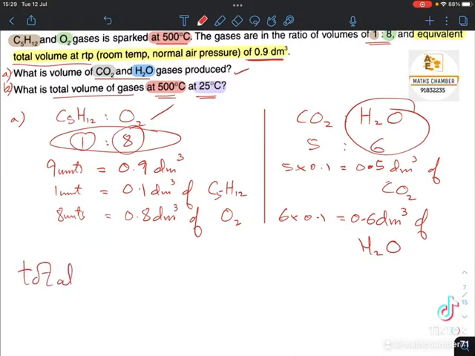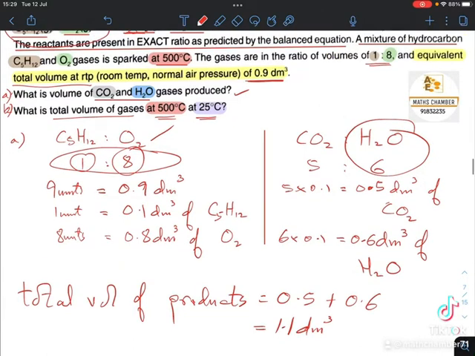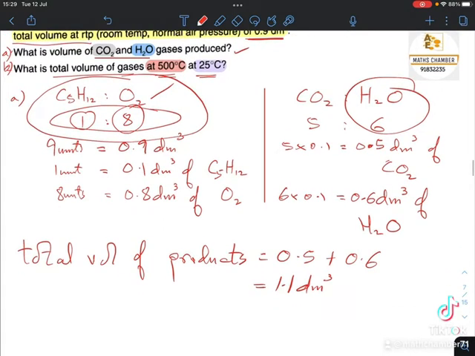So the total volume of the products will be equal to 0.5 plus 0.6, which gives you 1.1 cubic decimeter. We do not have to include the volume of your pentane and oxygen, because they have been completely used up during the chemical reaction, complete combustion.